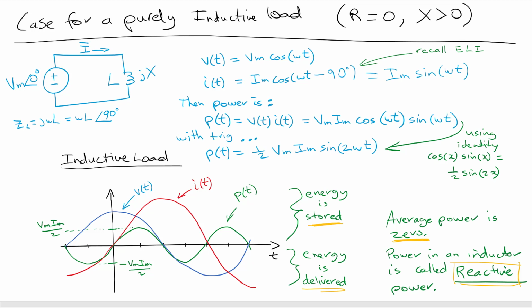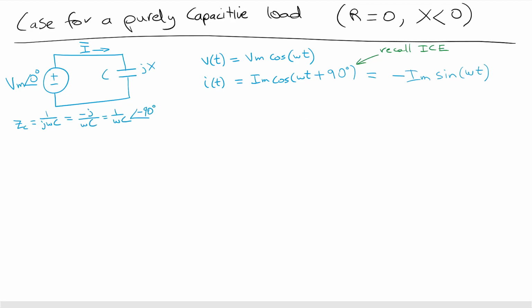Okay, so now let's consider the case for a capacitive load, a purely capacitive load. So again, we have a stimulating voltage, which is Vm cos omega t, and then we have a current in response of Im cos omega t plus 90. So what's happening in the capacitor is that the current leads the voltage, okay, and we have our acronym: current leads in a capacitor, leads the voltage.